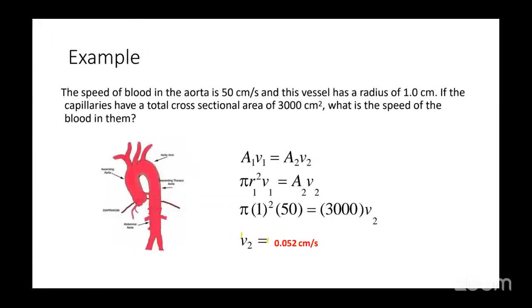So another example, the speed of blood in the aorta is 50 cm per second. And this vessel has a radius of 1.0 cm. If the capillaries have a total cross-sectional area of 3,000 cm squared, what is the speed of the blood in them? What is the speed of blood in them?